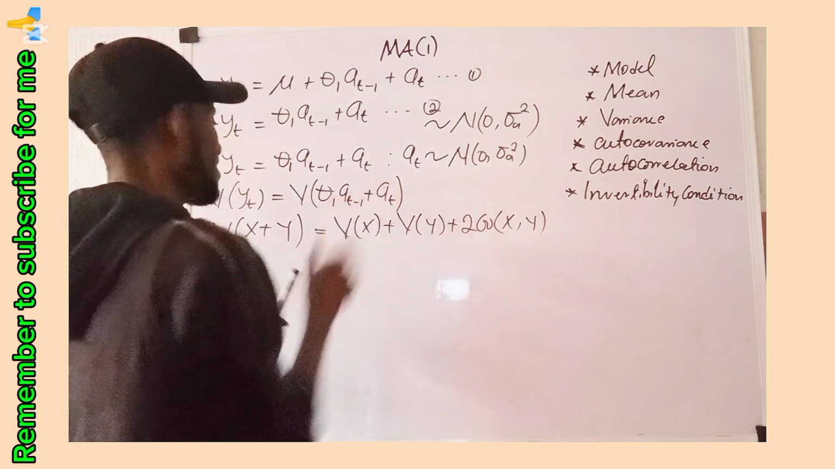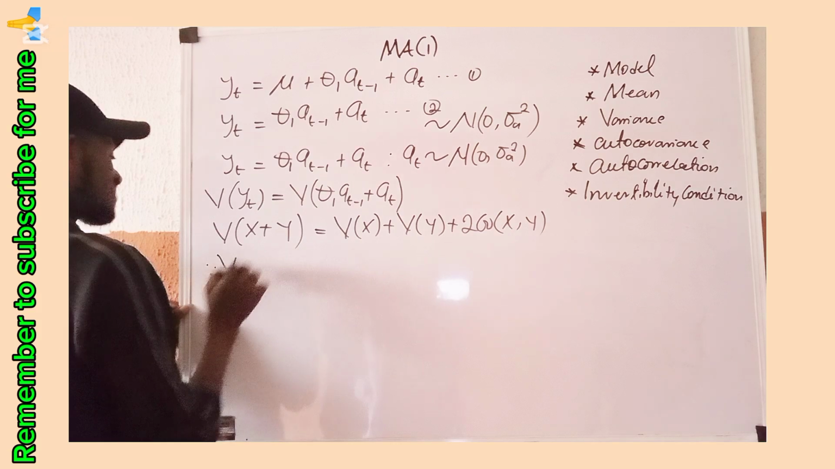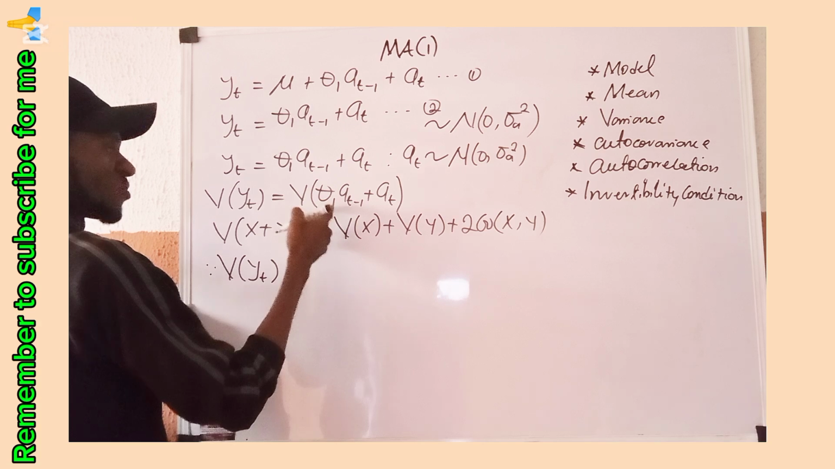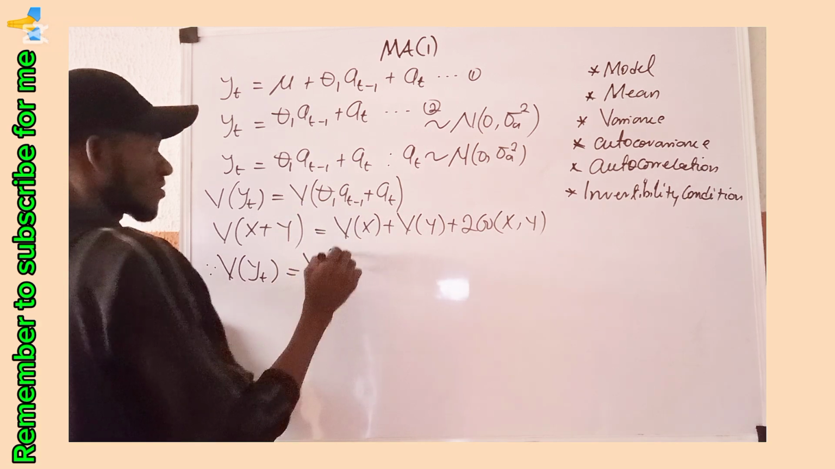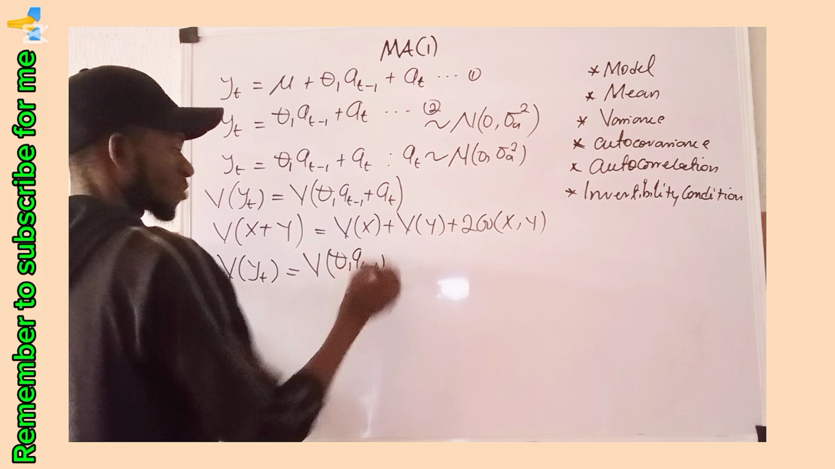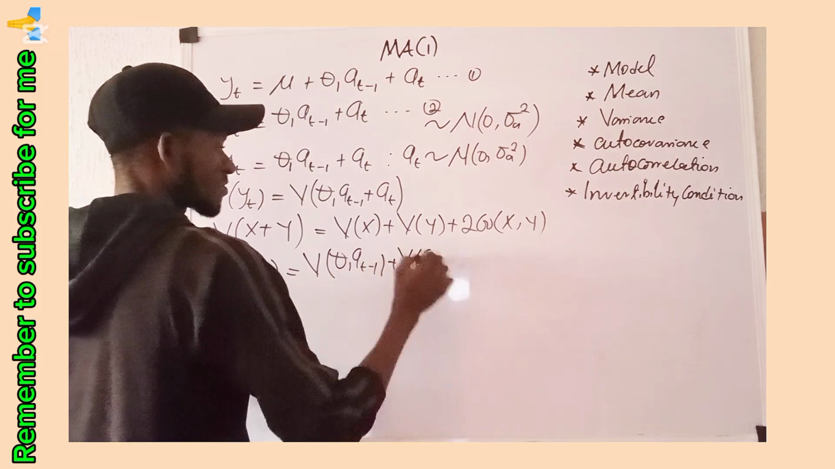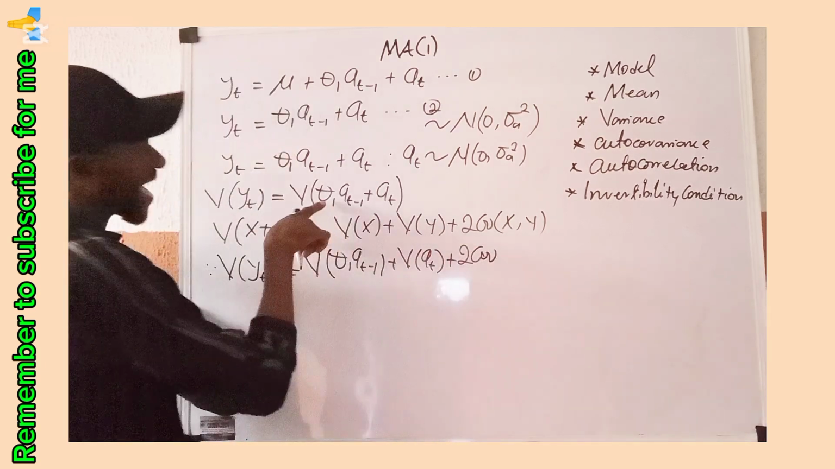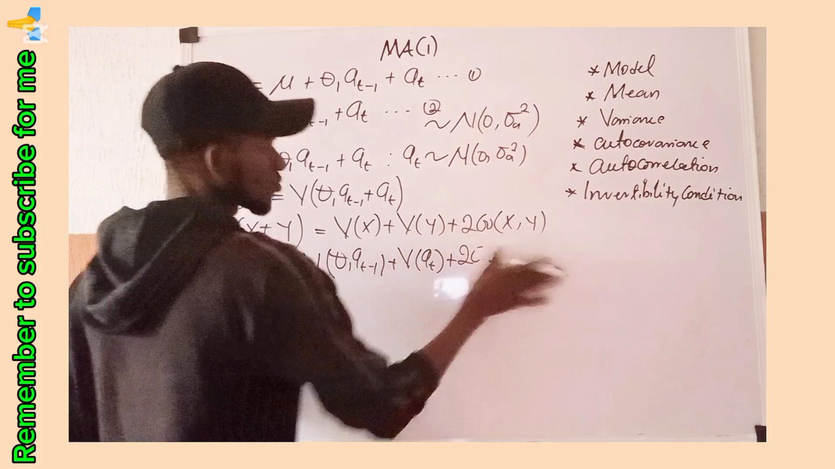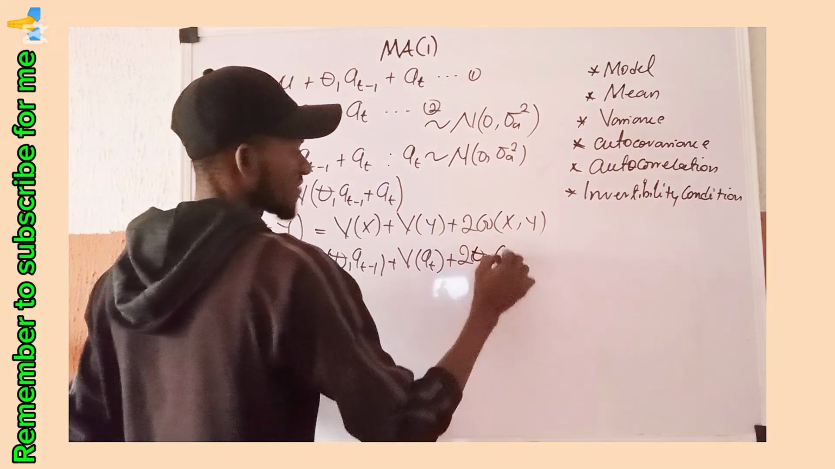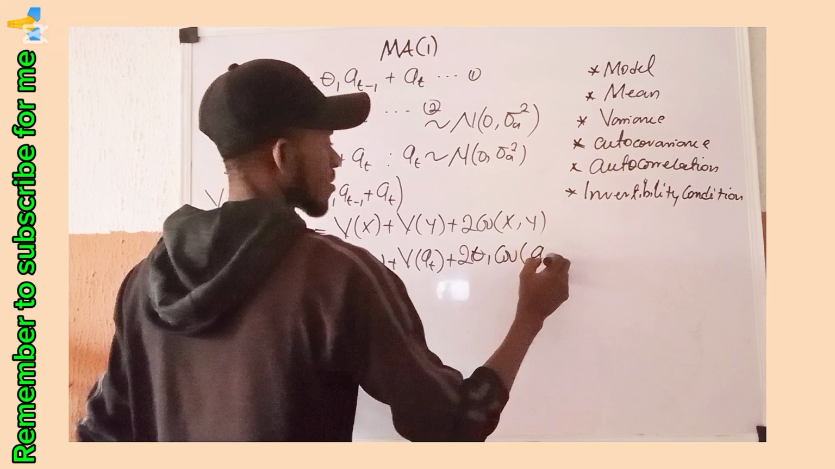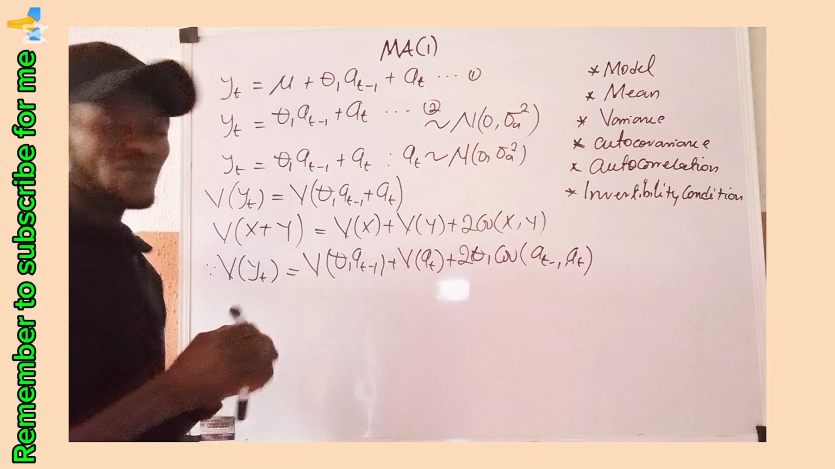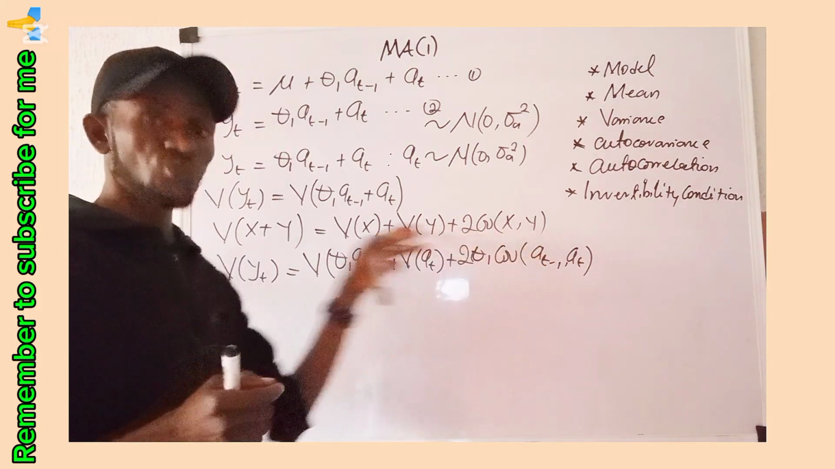So I will now say therefore that this V of y of t is given as V of theta 1 a of t minus 1 plus V of a of t plus 2 covariance. Because I have theta 1 here, I can say 2 theta 1 covariance of a of t minus 1, comma a of t, close the bracket. This expression is based on this rule.